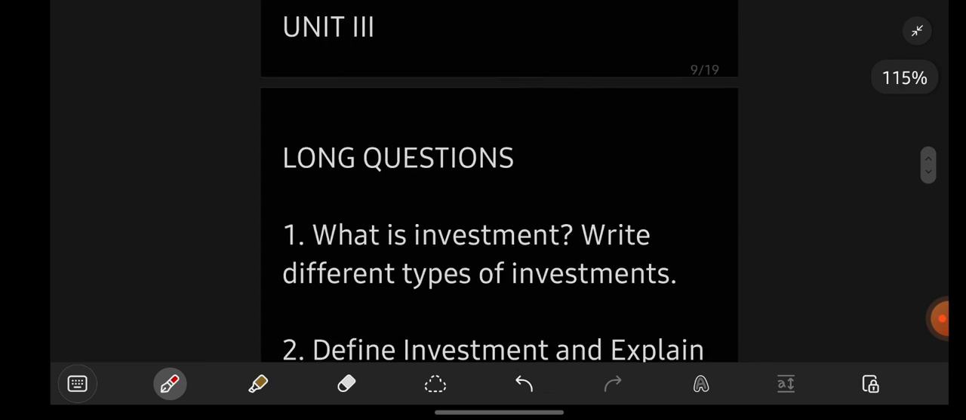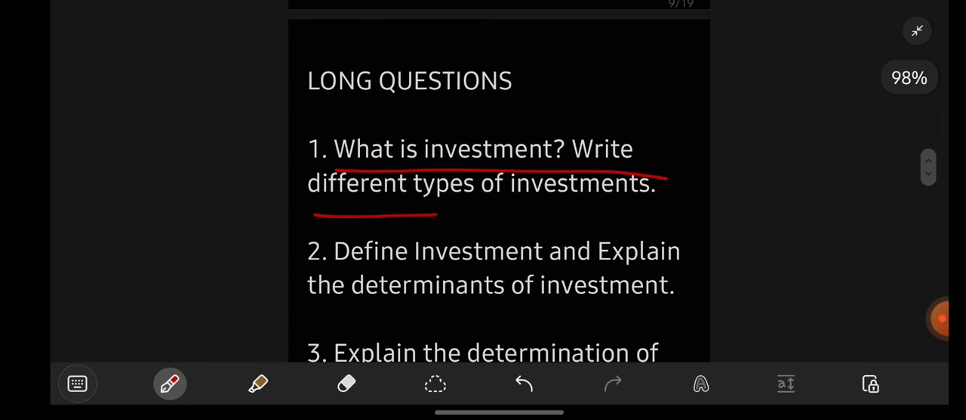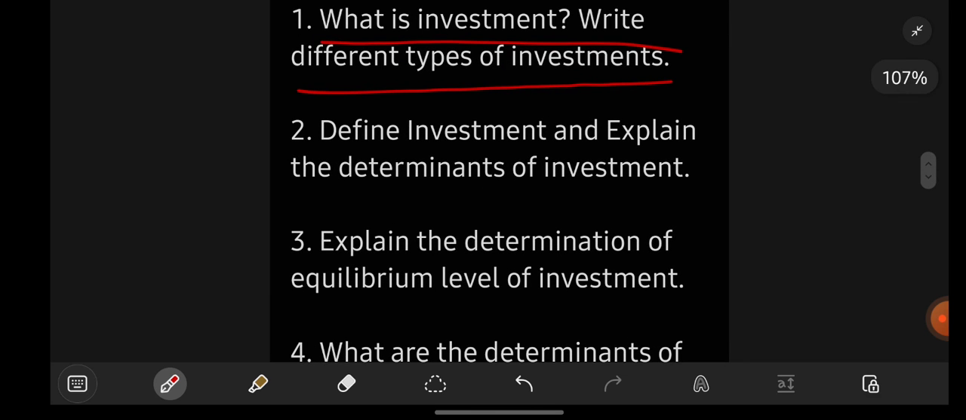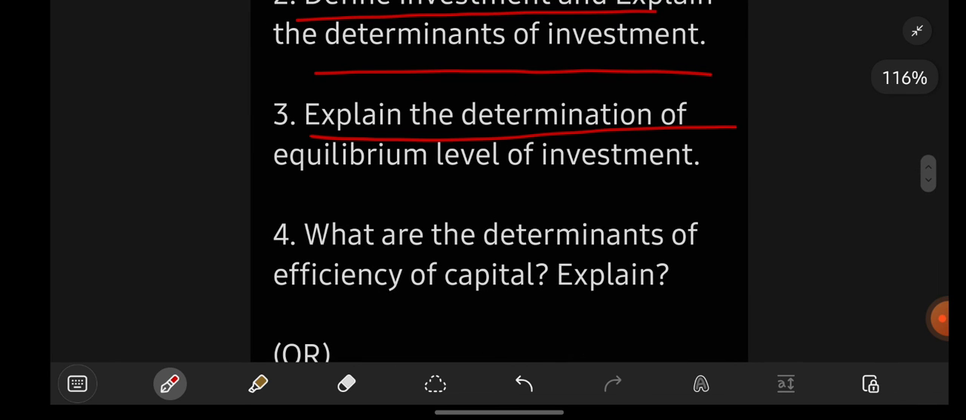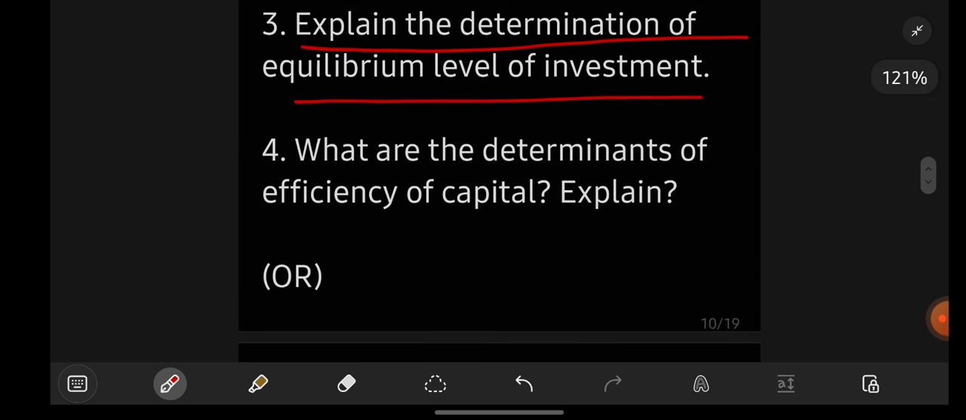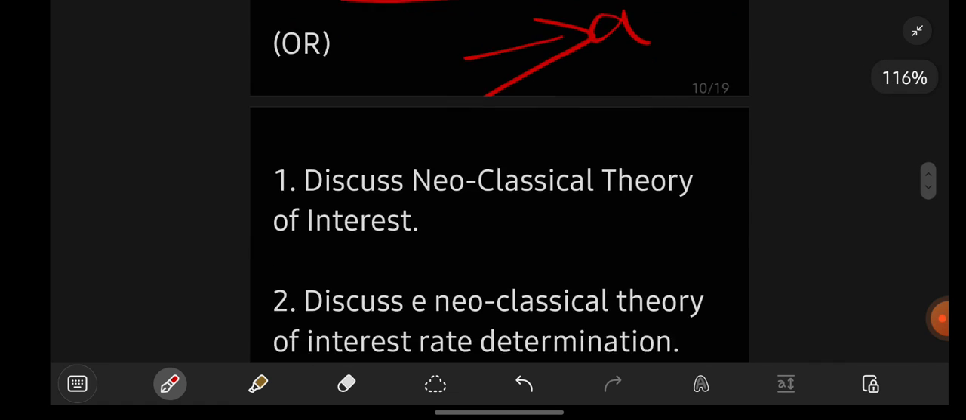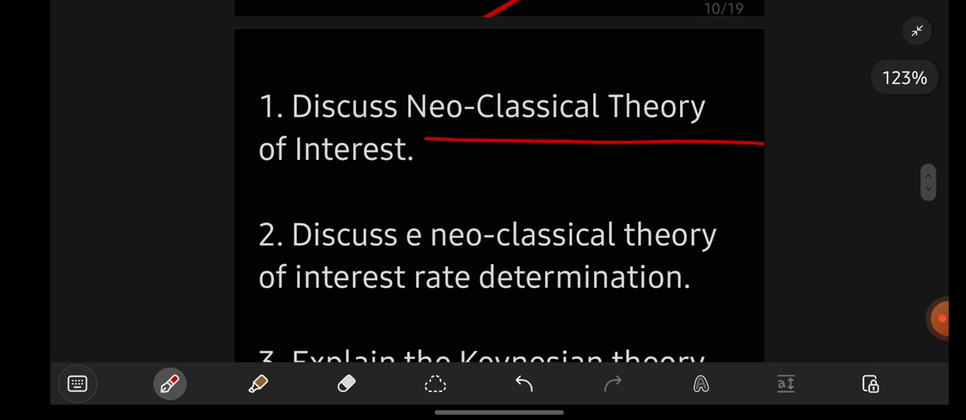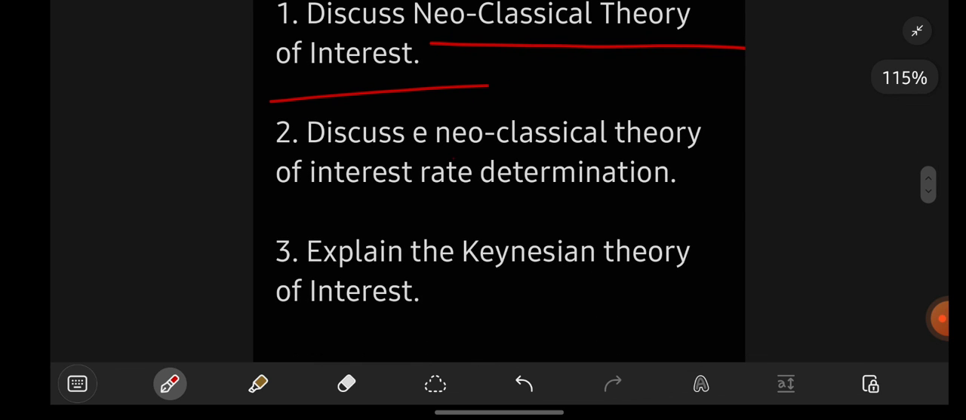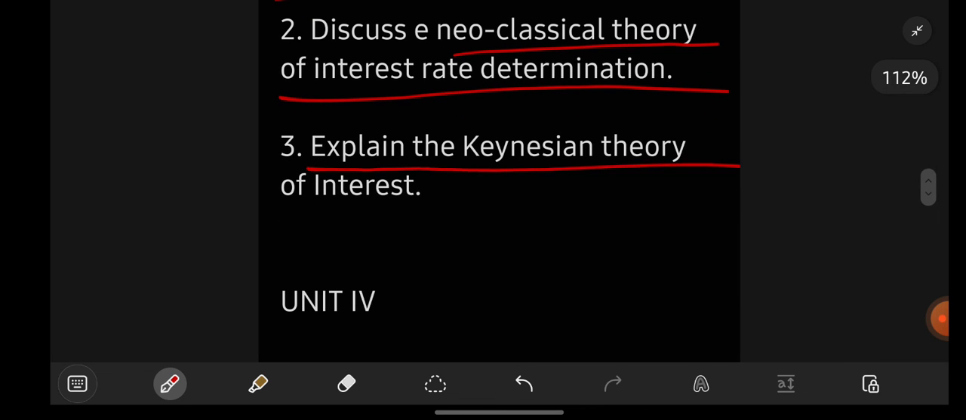Now let us go with the long important questions. What is investment? Write its different types of investments. Define investment and explain the determinants of investment. Explain the determination of equilibrium level of investment. What are the determinants of marginal efficiency of capital? Explain. So if you are perfect with these 4, whatever I have given you, you will be able to write A1 from the question. Then it is neoclassical theory of interest and neoclassical theory of interest rate determination. Here again we have explain the Keynesian theory of interest.